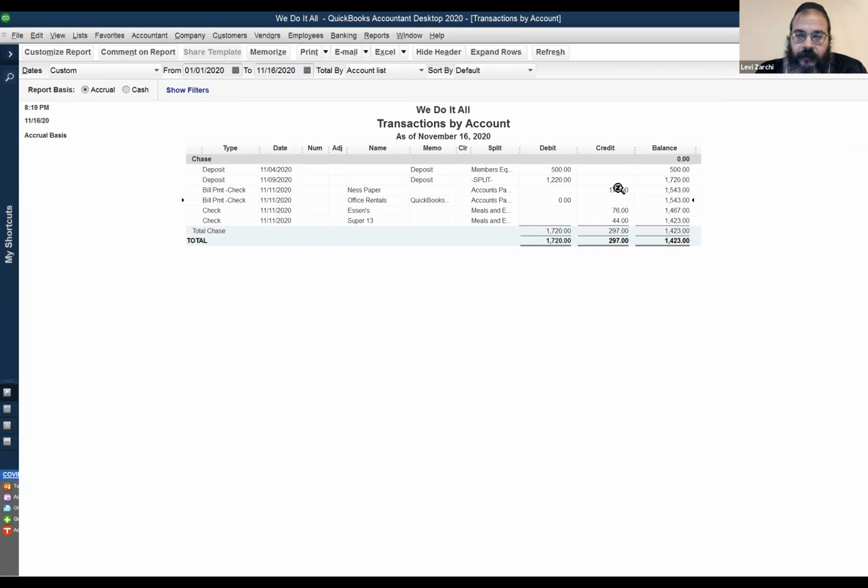Again, when we made payments, what happened? Credits went out of the bank account. So we credited 177. Then we paid Essence for $76. We paid Super. It's a check. The check credits the asset account.